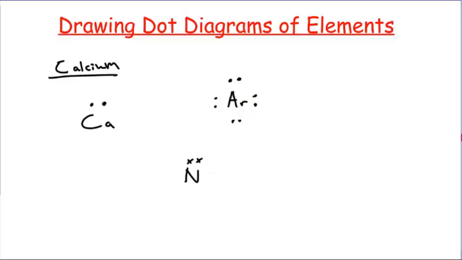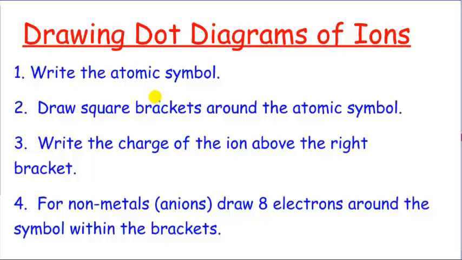Now, onward to drawing dot diagrams of ions. There are 4 simple rules that you have to follow for this. The first one is exactly the same as for drawing dot diagrams for elements. We write the atomic symbol first.